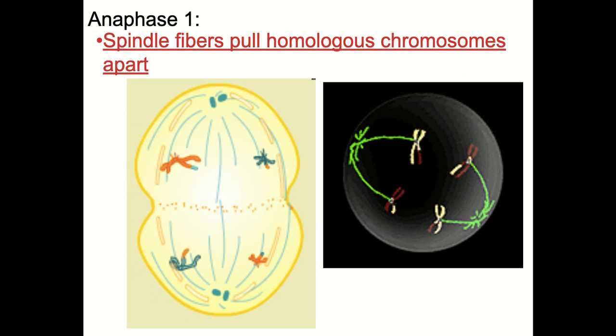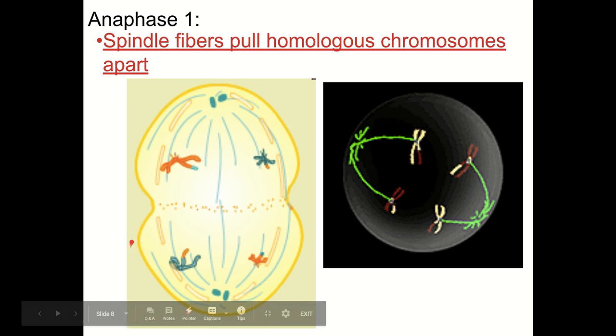Another little animation. In anaphase I, our spindle fibers pull the homologous chromosomes apart from each other. Remember, anaphase away. What I really like in these animations is you can see that there was crossing over that happened because of the colors that you see. So there is some evidence of crossing over that's been happening.